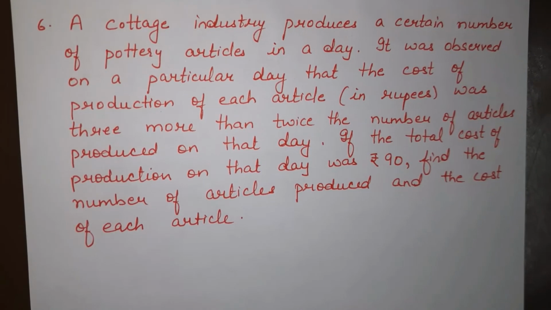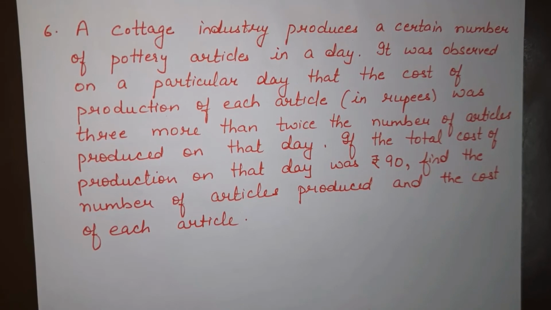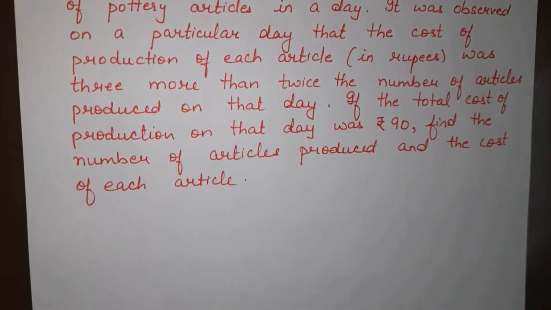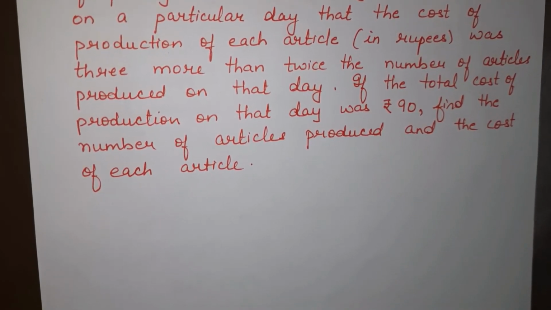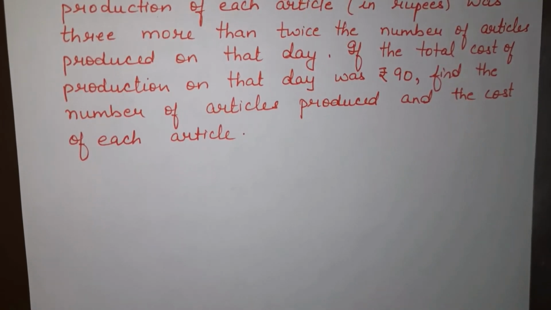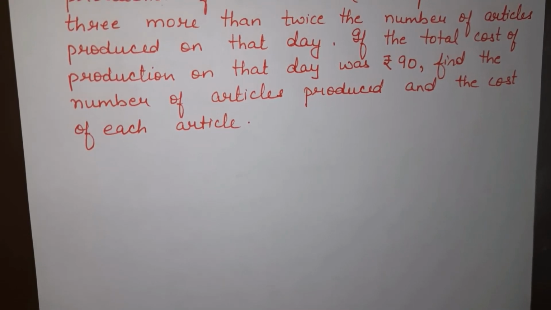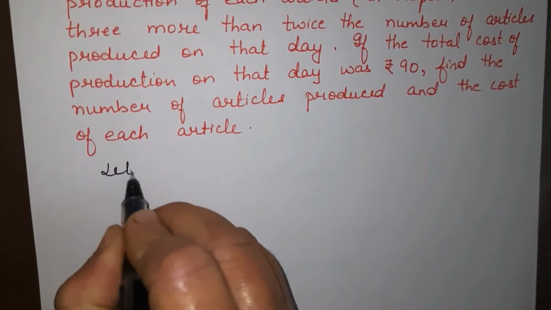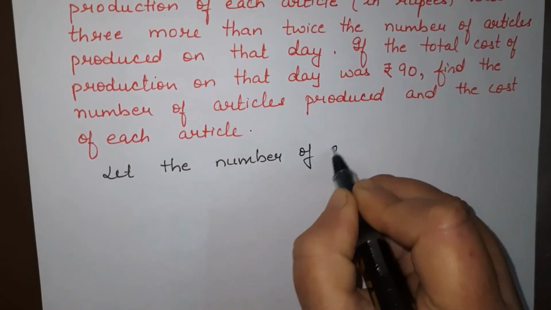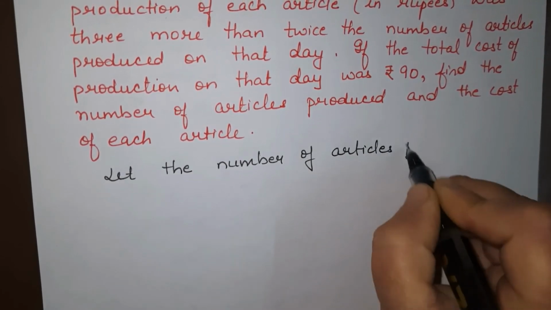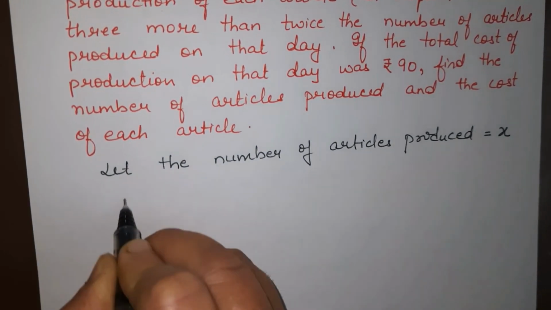Now the sixth question, a cottage industry produces a certain number of pottery articles in a day. It was observed on a particular day that the cost of production of each article was 3 more than twice the number of articles produced on that day. If the total cost of production on that day is rupees 90, find the number of articles produced and the cost of production of each article. So let the number of articles produced equals to x.